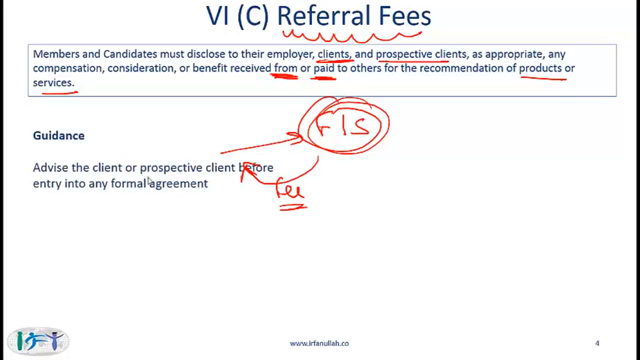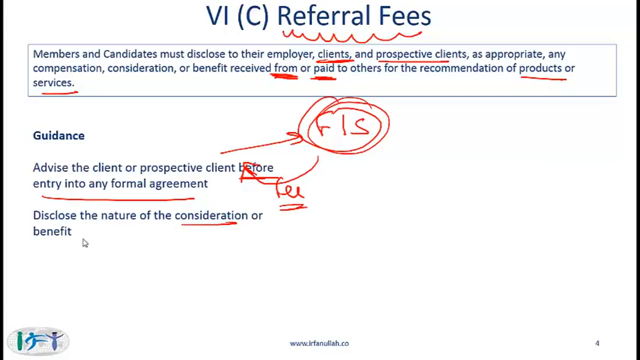Coming now to the guidance, advise the client or prospective client before entry into formal agreement. So I just talked about the fact that if someone refers a client to you and you need to pay that someone a fee, before signing up the client, you need to disclose this arrangement. Also, the nature of the consideration or benefit. So the exact fee that you are getting and the terms of the fee need to be disclosed.